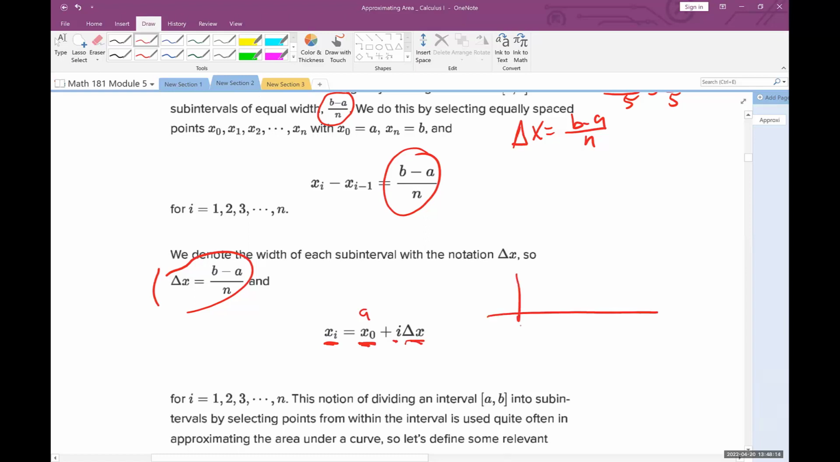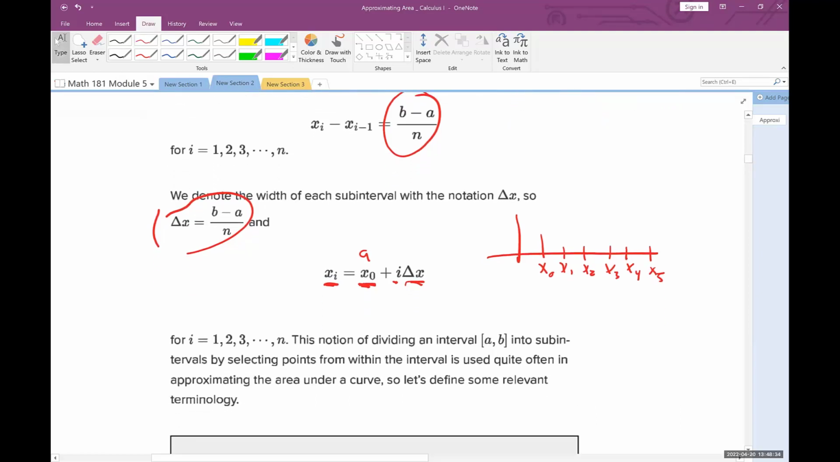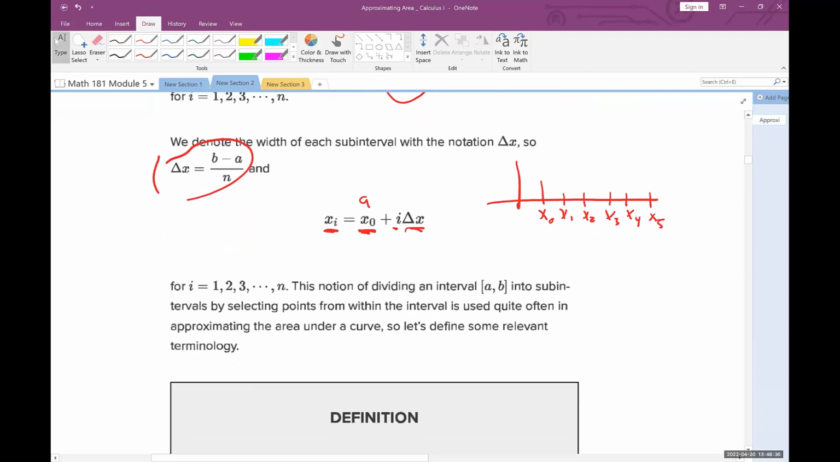So you might start with an x0, x1, x2, x3, and finally you get to maybe an x5 if there were 5 intervals there. And you have a left and a right side of the interval. Just a lot of little pieces like that to consider.